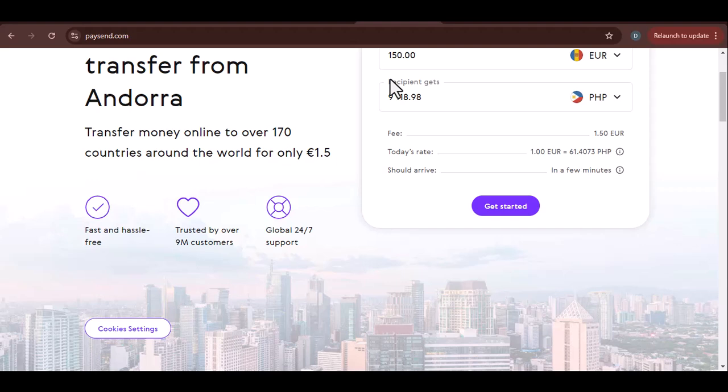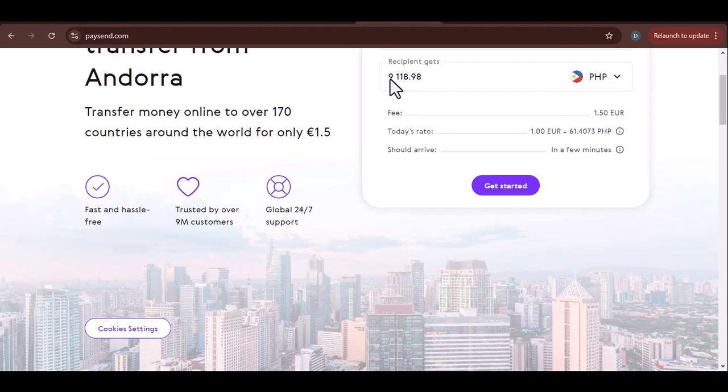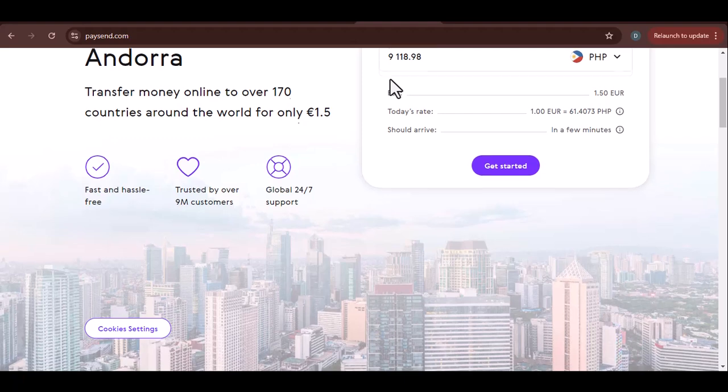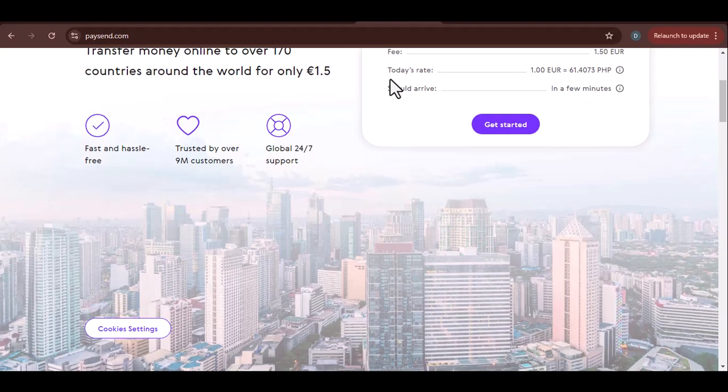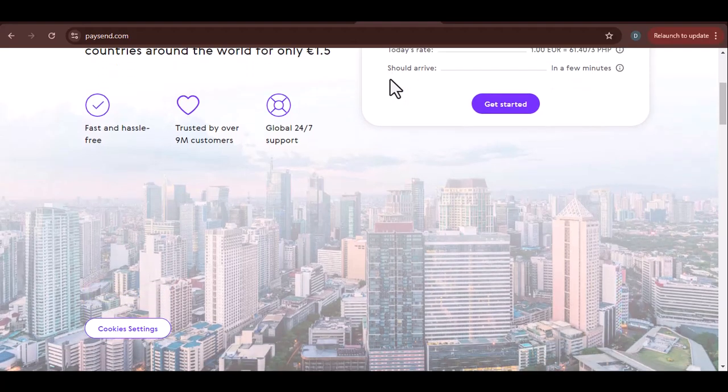What is Paysend? A brief overview of Paysend, what it is, how it works, and why it's popular. Highlight its key features: fast transfers, low fees, and a wide range of supported countries.